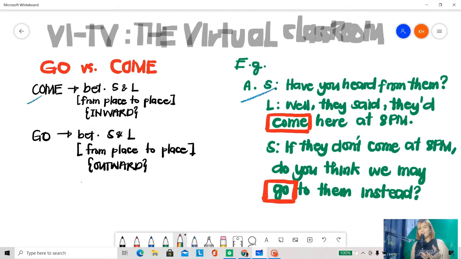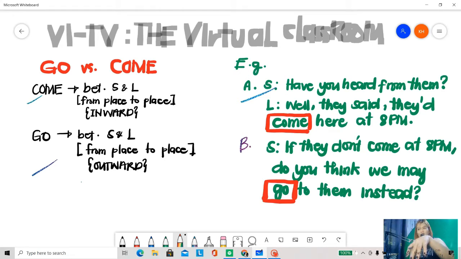Now, if you want to use go, ito naman ang communicative situation dyan. Pwedeng si speaker and si listener, they're both in one place at the same time and they're conversing, and they would like to go from that place to another place. So, outward yung direction, outward yung motion. Study this example. Okay? Kadugtong ng sample A natin. Sabi ni listener kanina, well, they said they'd come here at 8 p.m. And then sumagot si speaker, if they don't come at 8 p.m., meaning papunta sa kanila, since they're both in the same location, do you think we may go to them instead?